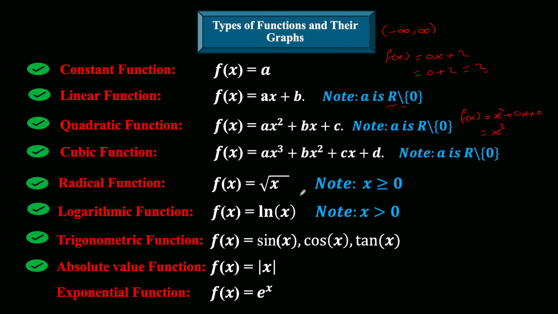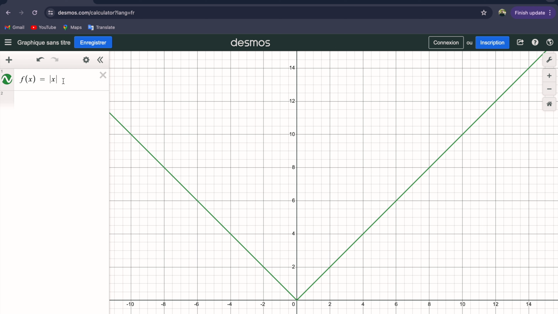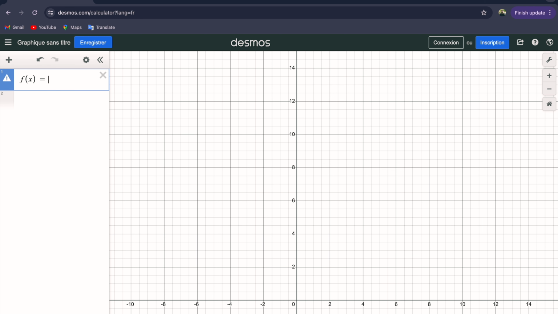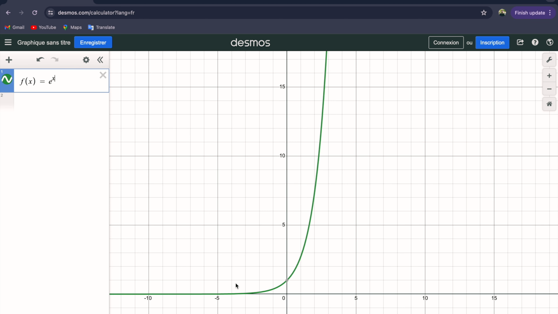Function number 9 is the exponential function, which is given by f of x is equal to e to the power x. It can be changed. We can have numbers also. So you can do it here. We can have first e to the power x. This is changing exponentially, you see. Or if we take 2, you see. So this is the shape of the exponential function.